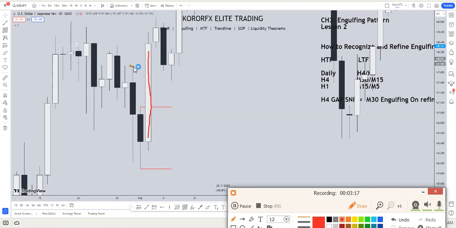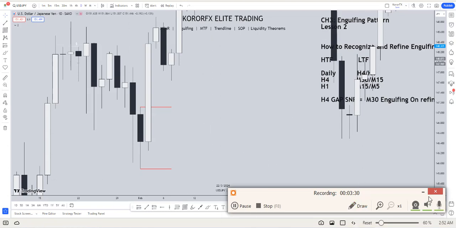We're not talking about this candle. We want the last candle, the last down close candle for a bullish engulfing, and the last up close candle for a bearish engulfing. That's what we want, engulfing buy and engulfing sell. So this last down close candle is covered by this bullish candle. So this is the engulfing.